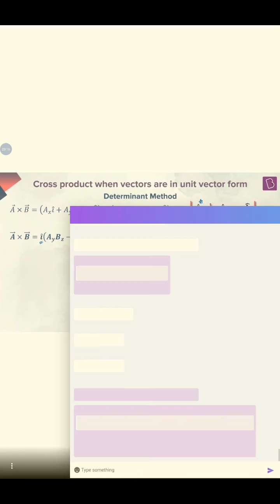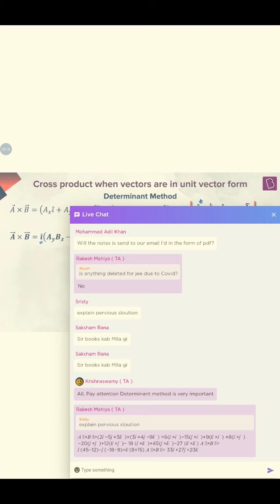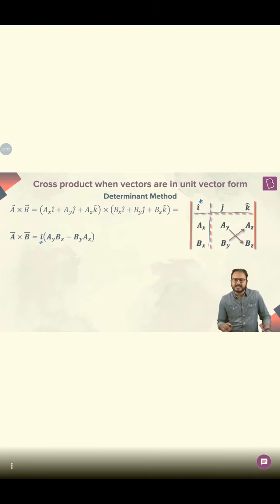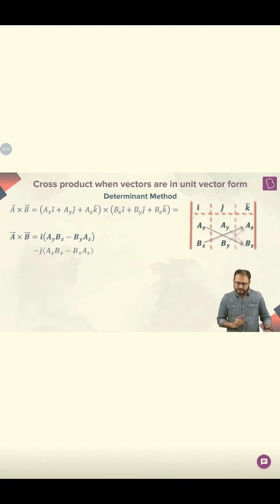Look at the I term. When I solve it using the I term, I is gone, remaining 4: AY BZ minus AZ BY. I always multiply starting from the left corner. Then comes the second term. Forget the minus sign right now. Again, AX BZ minus AZ BX. I always multiply starting from the left hand corner term. Third term, K cap. Again, those things are left. Remaining 4, I always multiply starting with the left hand corner term.